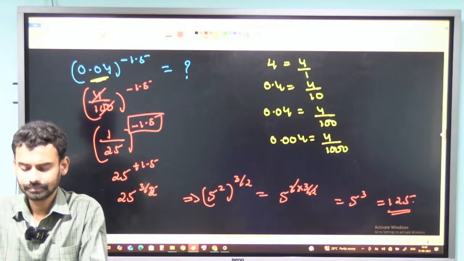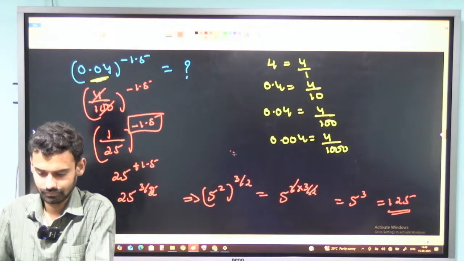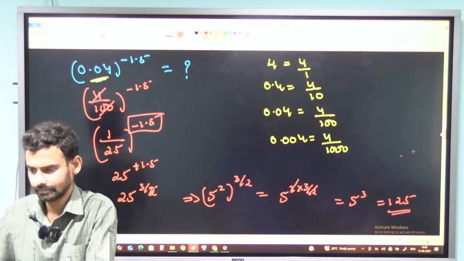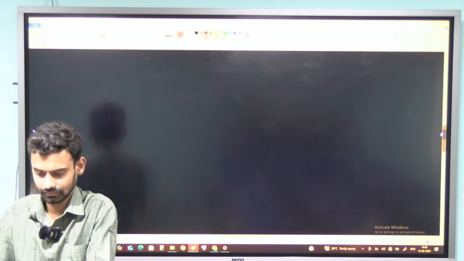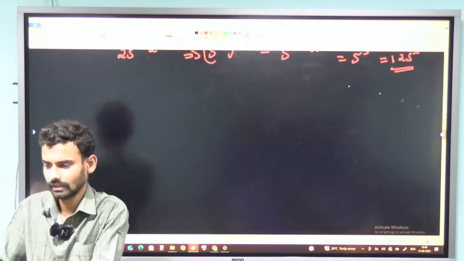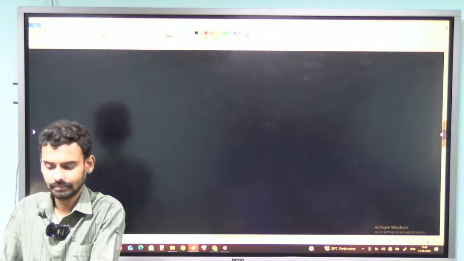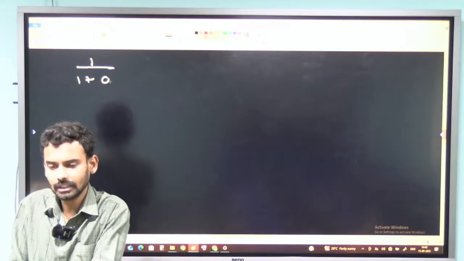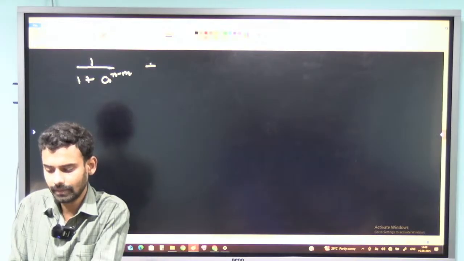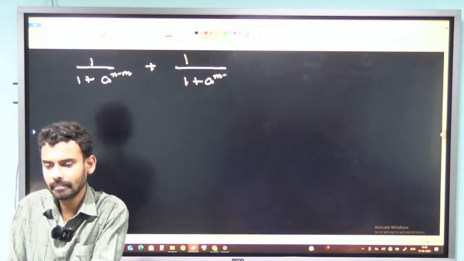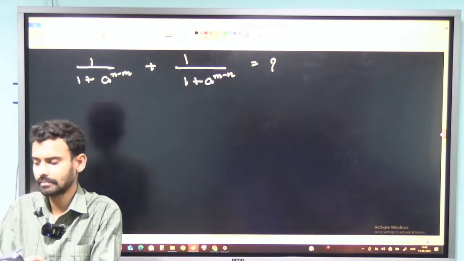Next question. Let's consider this question. It is given that 1 divided by 1 plus a to the power of m minus n, plus 1 divided by 1 plus a to the power of n minus m, is equal to question mark.